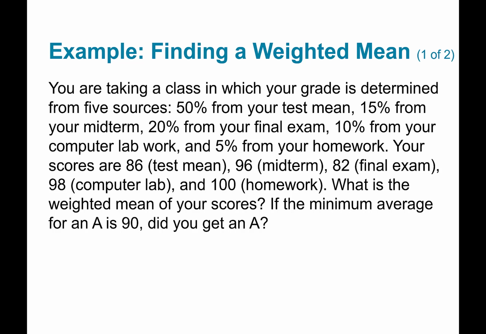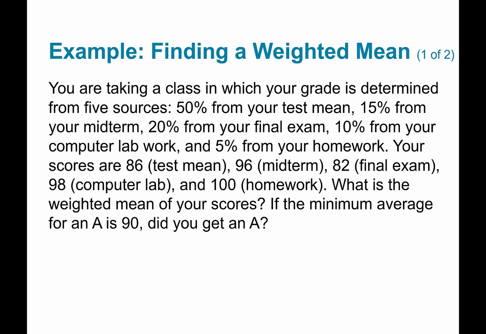You're taking a class where you get your grade from 5 different sources. 50% comes from your test average, 15% from your midterm, 20% from your final, 10% from computer lab work, and 5% from your homework. Your scores are listed below. You got an 86 test average, a 96 midterm grade, an 82 final exam, 98 on the computer lab, and 100 on the homework. What is the weighted mean of your scores? And if the minimum grade is an A, do you get the A or not?